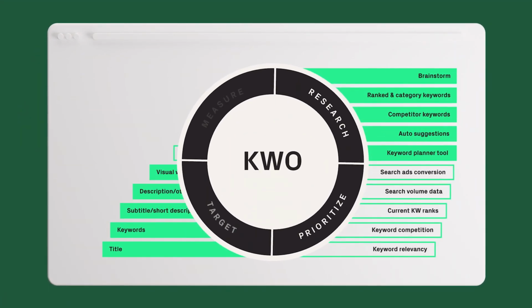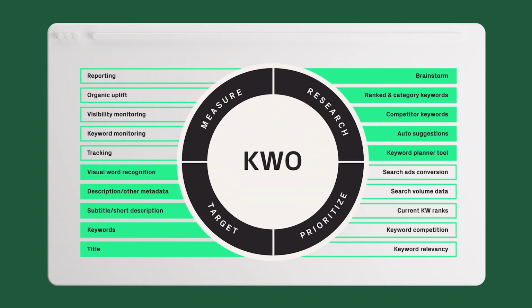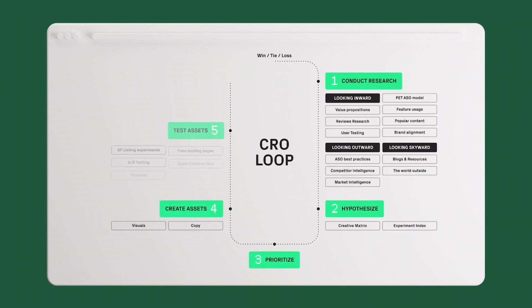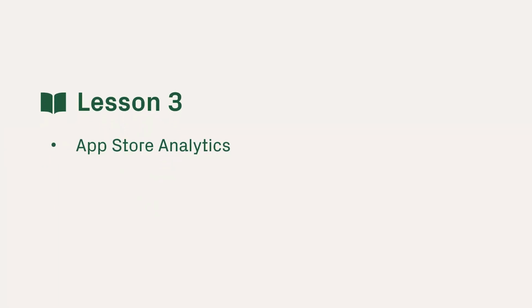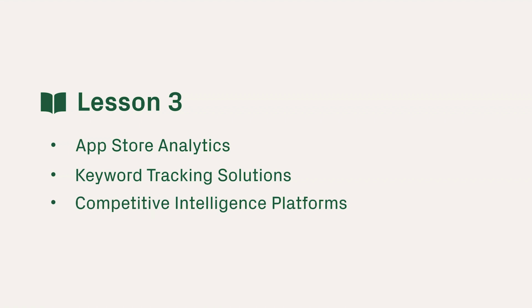In this lesson, we discussed how to increase visibility and conversion. We introduced the keyword optimization cycle for guiding keyword research and testing, and also the CRO loop for testing visual and copy assets in a structured way. In the next lesson of ASO for Beginners at Phiture Academy, we'll cover some of the tools and data sources available to help you with App Store optimization, including App Store analytics, keyword tracking solutions, competitive intelligence platforms, and more.